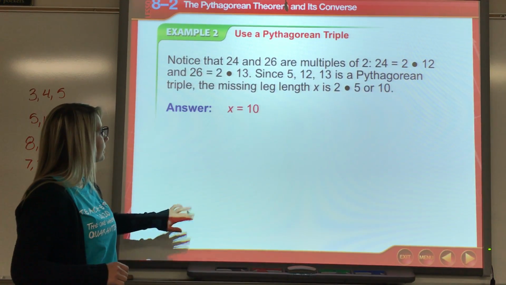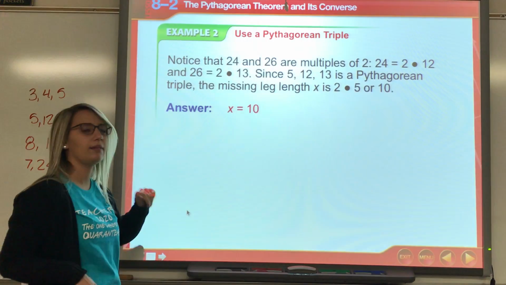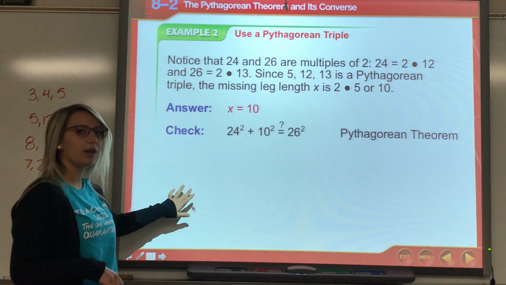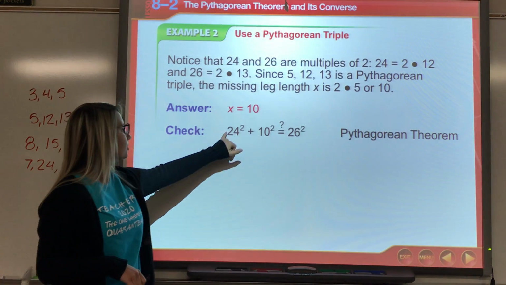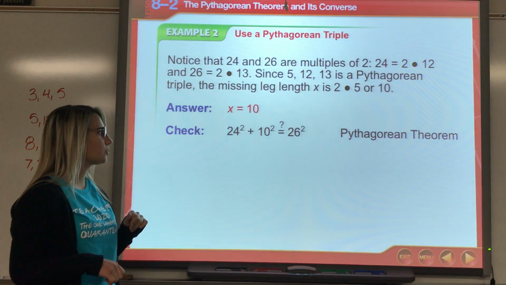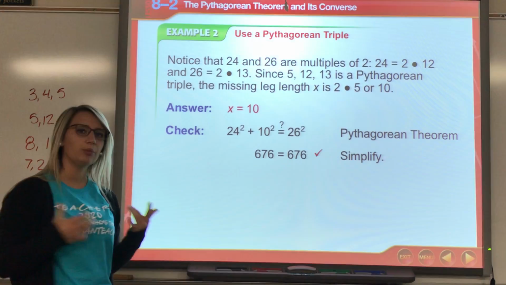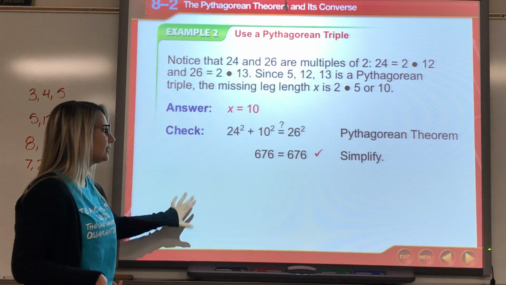And of course, this is going to solve it out for us, but we did that on the last page. Now to check it, we're going to plug in those numbers. So 24 squared plus 10 squared, does that equal 26 squared? We solve it out and we get 676 on each side, so it does work.